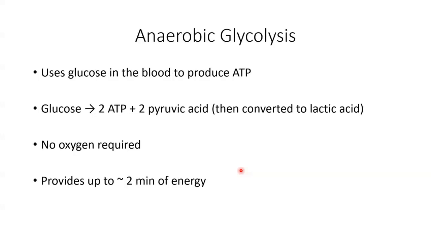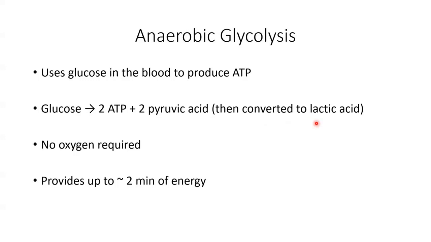The second energy system that we can use to fuel muscle contraction is called anaerobic glycolysis. And in this system, glucose in the blood is broken down. And when we break down glucose, it's called glycolysis, to form 2 ATP molecules and 2 pyruvic acid molecules, which is then converted to lactic acid.